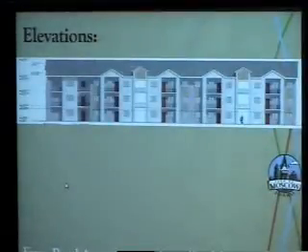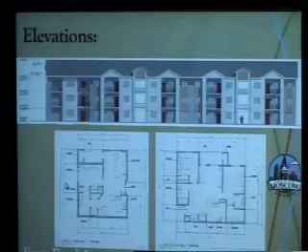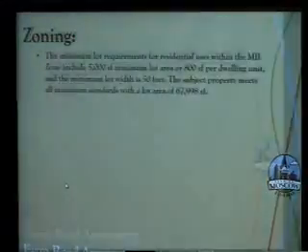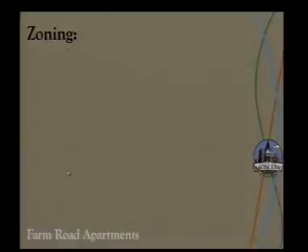Here's some elevations showing the architecture of the local property of the proposed units and the individual floor plans for both the 1 and 2 bedroom units. Taking a look at the zoning, the minimum lot requirements for residential uses within the motor business zone include 5,000 square foot minimums for lot areas or 800 square feet per dwelling unit, and the minimum lot width is 50 feet. The subject property meets all minimum standards with a lot area of 67,998 square feet.